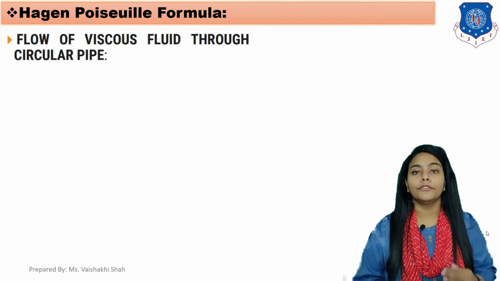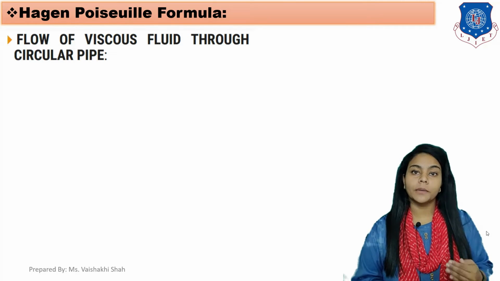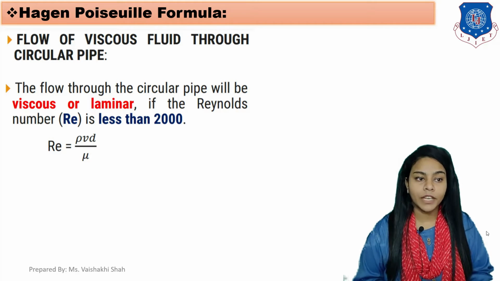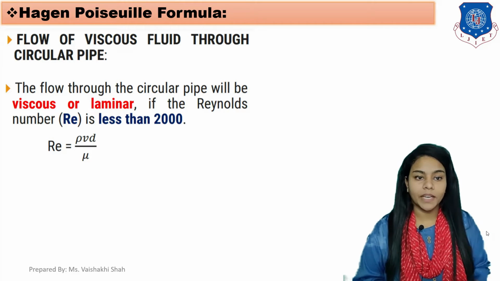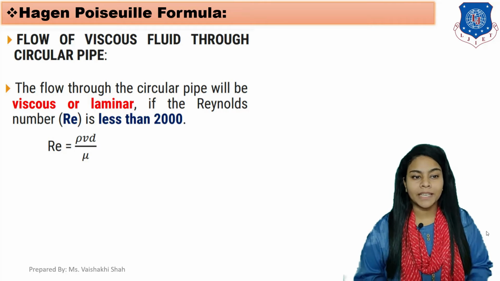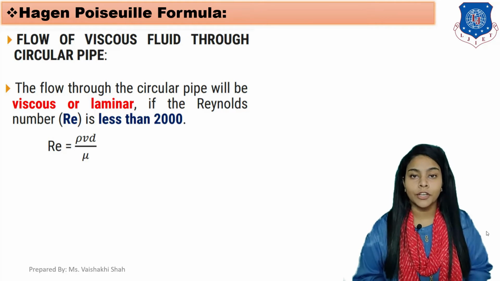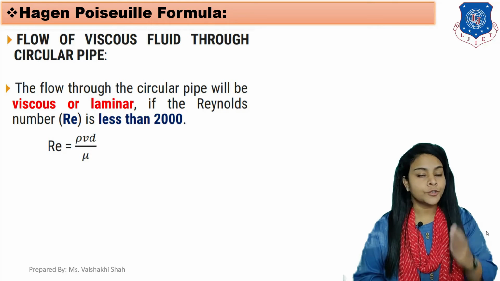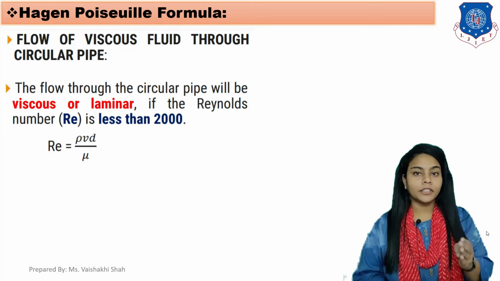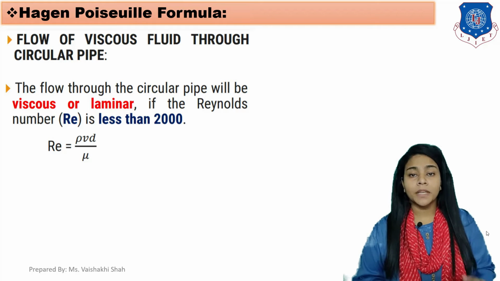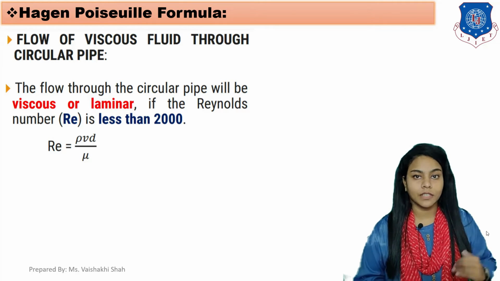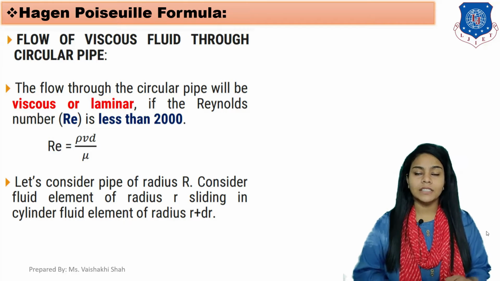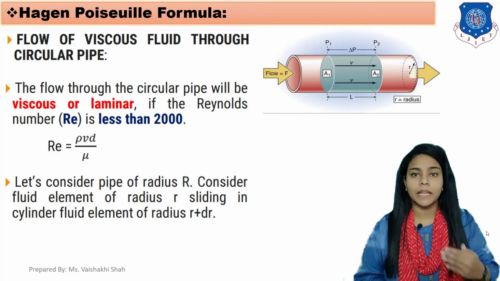Here the flow of fluid must be through a circular pipe. The flow through the circular pipe will be viscous or laminar if the Reynolds number is less than 2000. For the Hagen Poiseuille equation, the flow should be laminar, and for laminar flow the Reynolds number must be less than 2000. In the Hagen Poiseuille equation we have to consider a circular pipe.